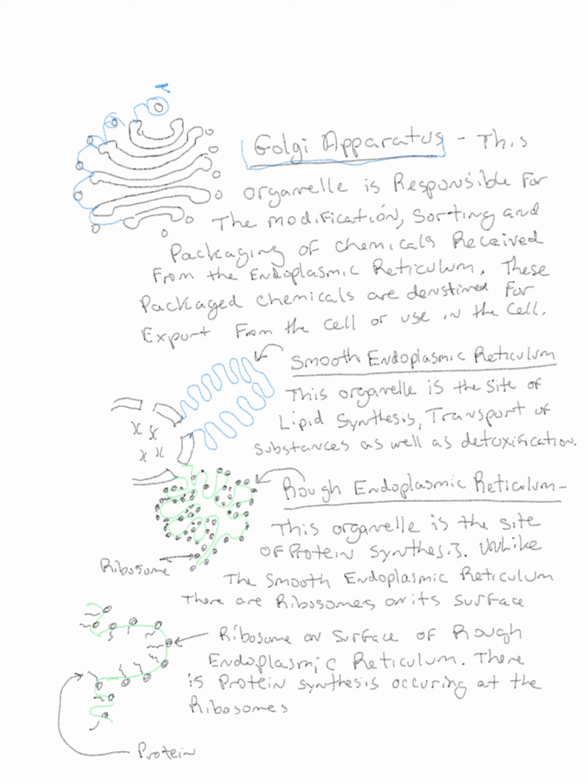Now, if you look over here, you'll see the smooth endoplasmic reticulum and the rough endoplasmic reticulum. What's the difference between the two of them? Well, the smooth endoplasmic reticulum does not have ribosomes on it, where the rough does. And the ribosomes are the site of protein synthesis. So we can probably gather from that the rough endoplasmic reticulum is where you're going to have proteins being produced. The ribosomes are on the outside of the endoplasmic reticulum.